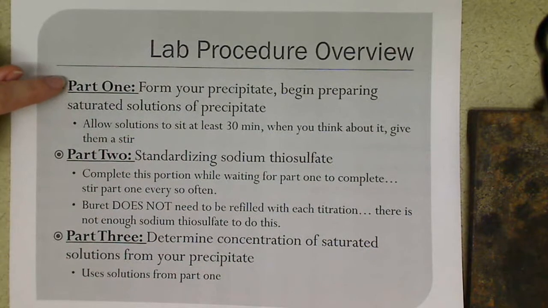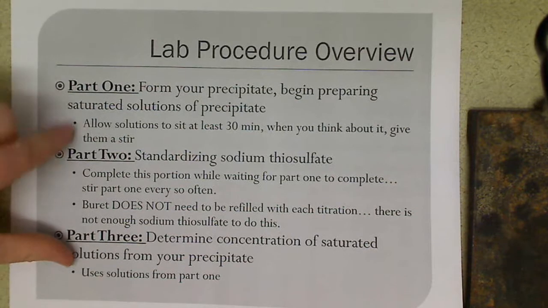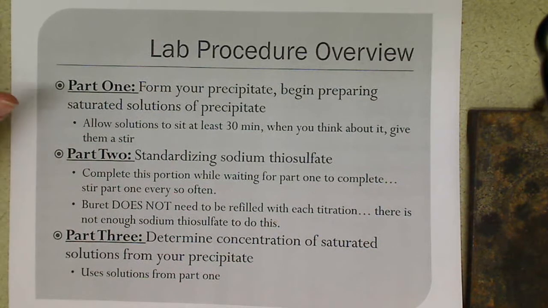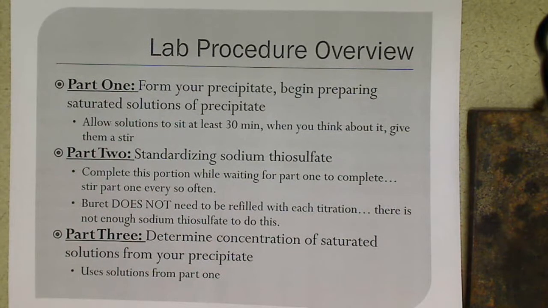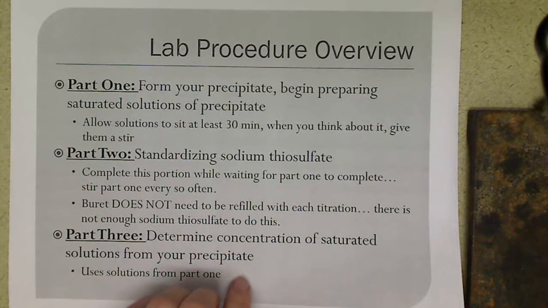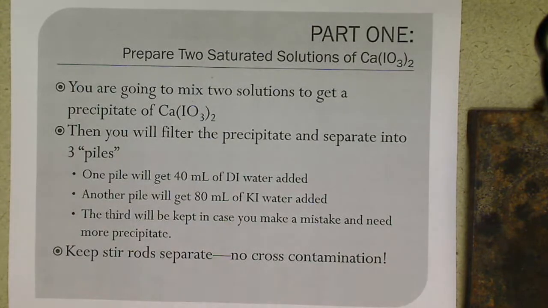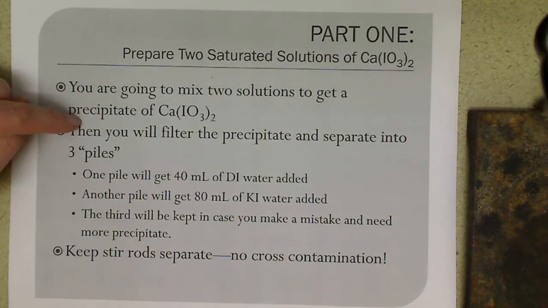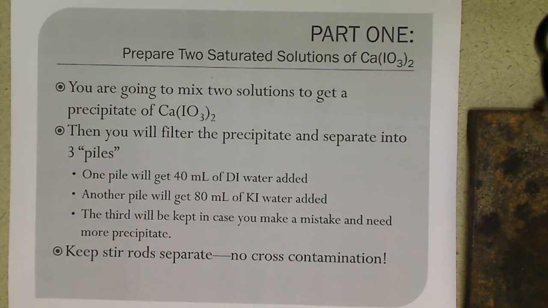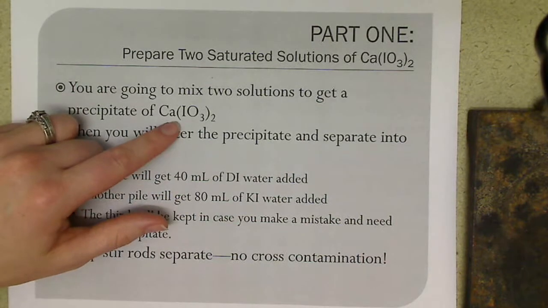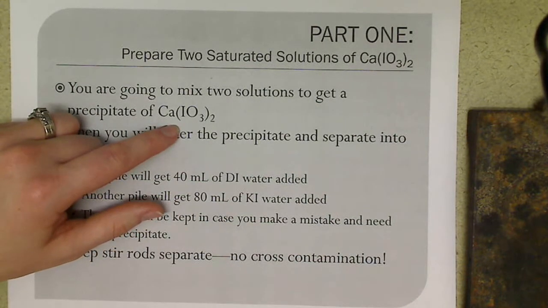What I would like to do now is go through in depth each of these parts, look at what you're doing, okay, and how you're going to prep it, and then we'll also look at the math and the equations of what's going on at each one of these steps. So part 1, we're looking at forming or preparing our salt and then forming our saturated solutions. So you're going to mix 2 solutions together to get a precipitate of calcium iodate, and it is going to take some agitation, so you're going to want to mix and mix that solution so that you get the most solid that you can out.